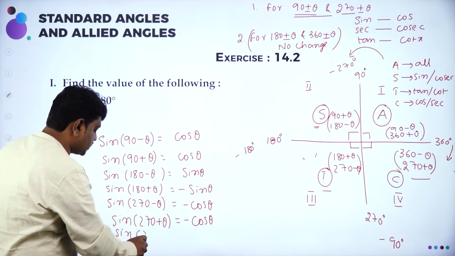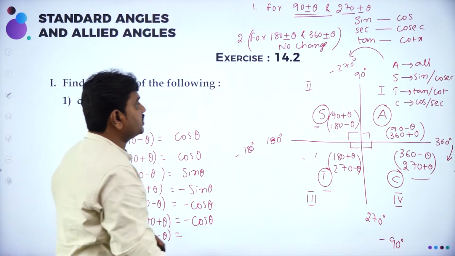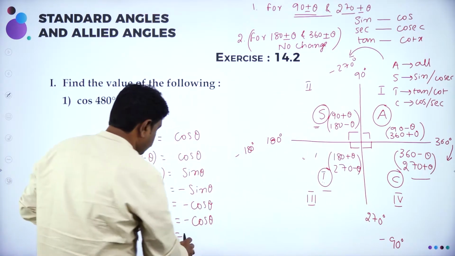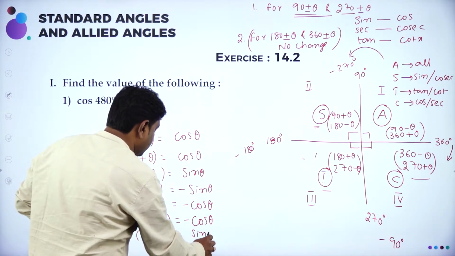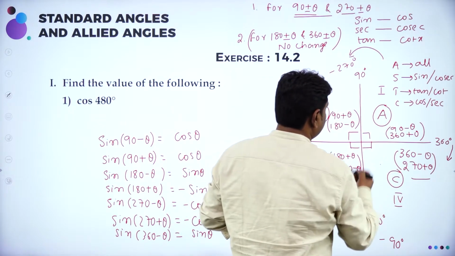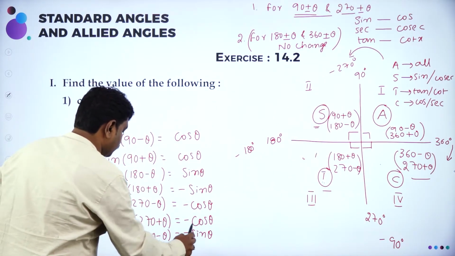Then sine of 360 minus theta. For 360, function does not change. So sine of 360 minus theta is what? Sine theta. 360 minus theta lies in which quadrant? 360 minus theta lies in the fourth quadrant. In fourth quadrant, only cos is positive, so it does not match, so minus.